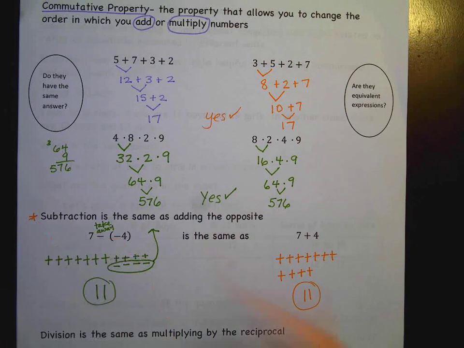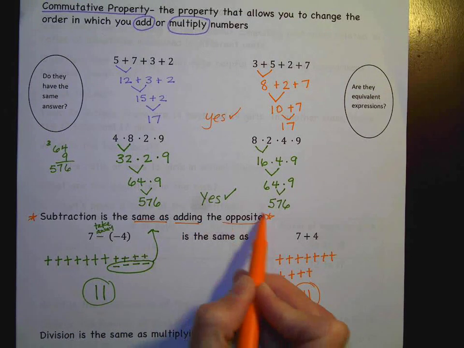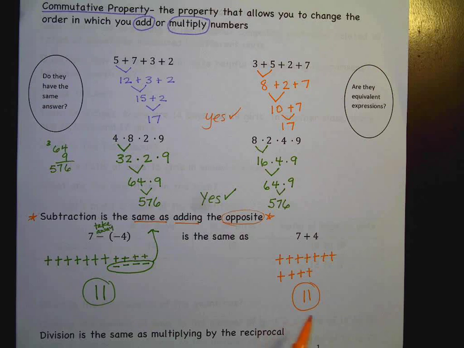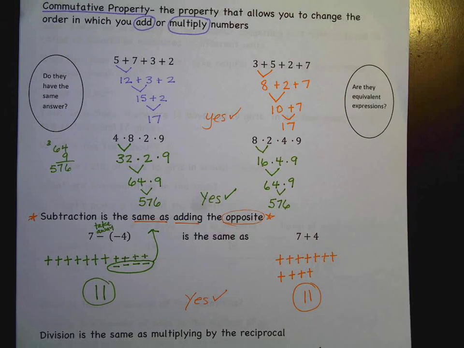So now let's go back to our statement. Our statement says that subtraction is the same as adding the opposite. Okay? Did we just prove that that was true? So 7 minus a negative 4 is the same as 7 plus 4. Well, we just proved it. So the answer is yes, they are the same. 11 equals 11. Okay? So subtraction is the same as adding the opposite.